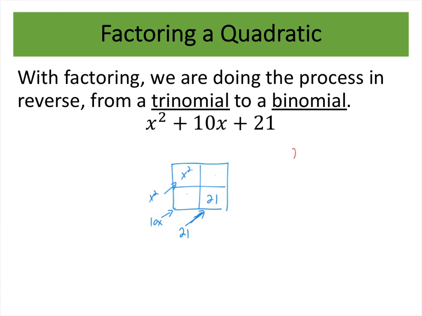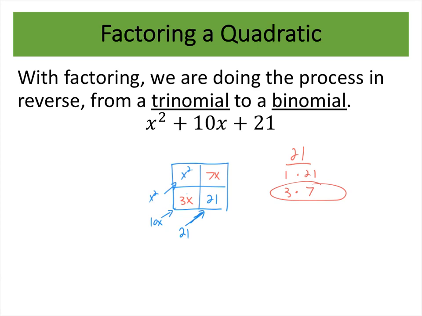If I take 21 and I break it down, well, what things add up to 21? Well, 1 times 21 is 21, 3 times 7 is 21, and that's about it. Which of these pairs adds up to 10? Well, 3 and 7 add up to 10, so 3 of those x's have to go here, and 7 of those x's have to go here.